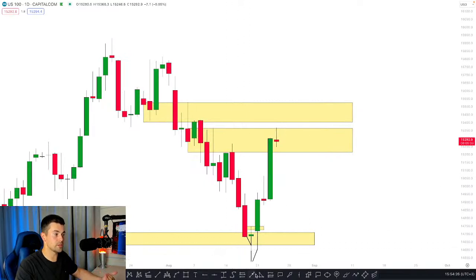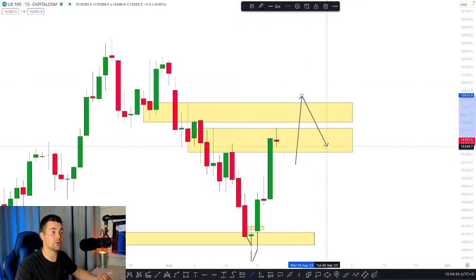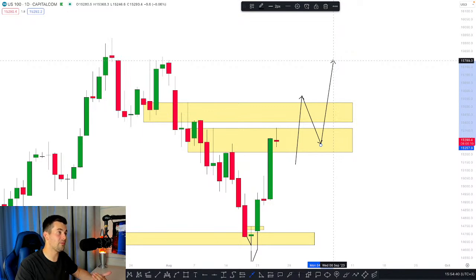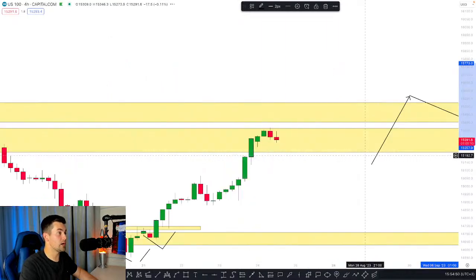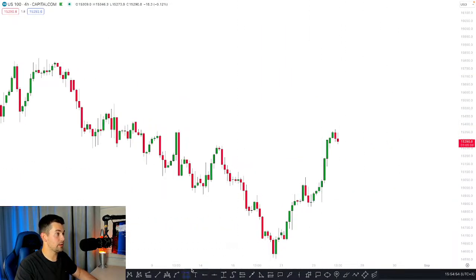And of course, I will be bullish on the index only after the breakout of these 2 structures. When the price violates these 2 structures, when the price breaks and closes above them, only then will a bullish movement be expected.